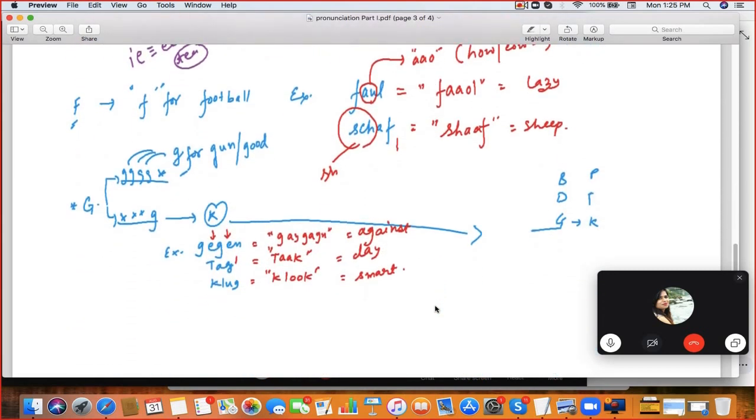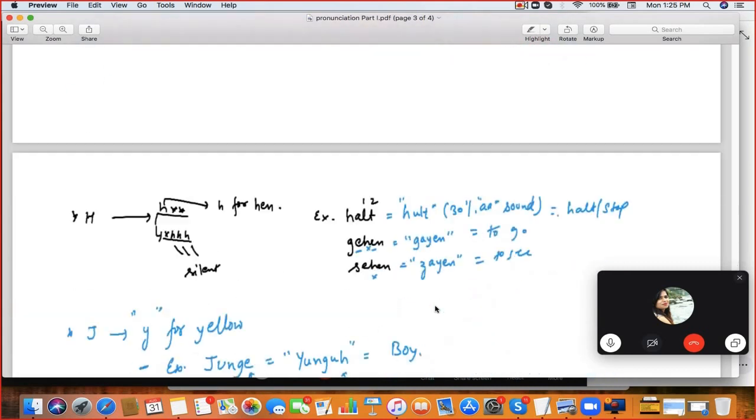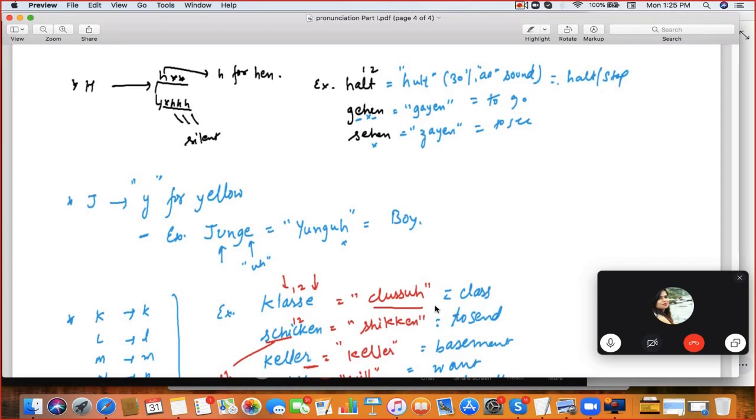Then next, F. Foul. Schaft. Gegen. Tag. Klug. Okay. Then next is H. Speak the examples. Halt. Gehen. Sein. Okay. Halt, Gehen, Zehen, and right.